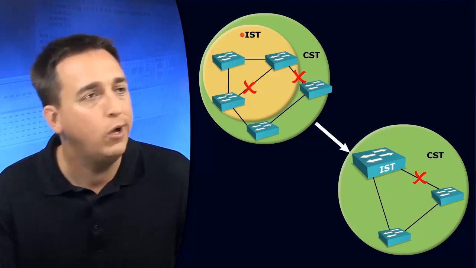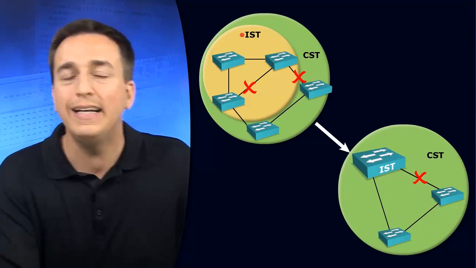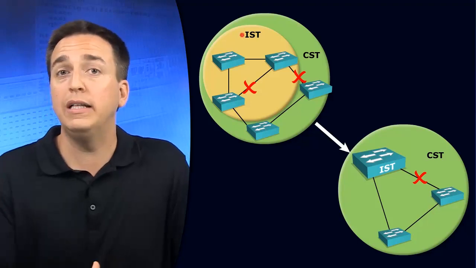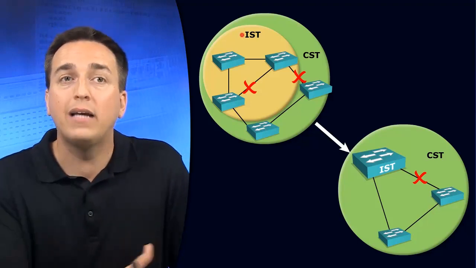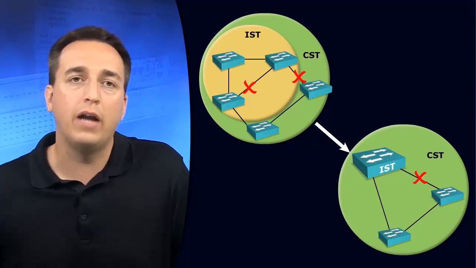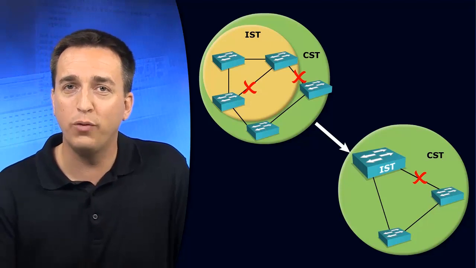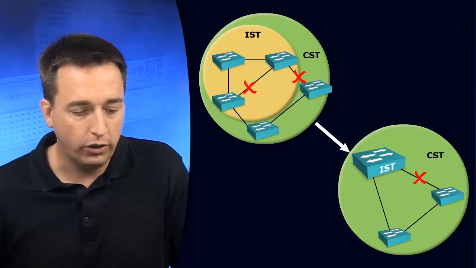So MST instance 1, MST instance 2. Every other VLAN is going to be in instance 0, and it's those VLANs and that information that can be shared with those legacy switches or shared with the other MST regions. So it's really important that you design your network appropriately based on what you're trying to accomplish.